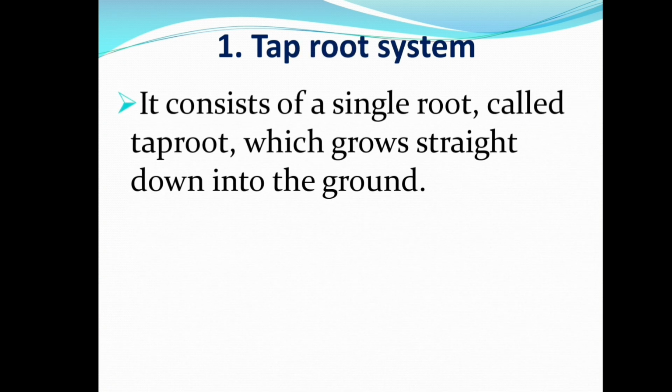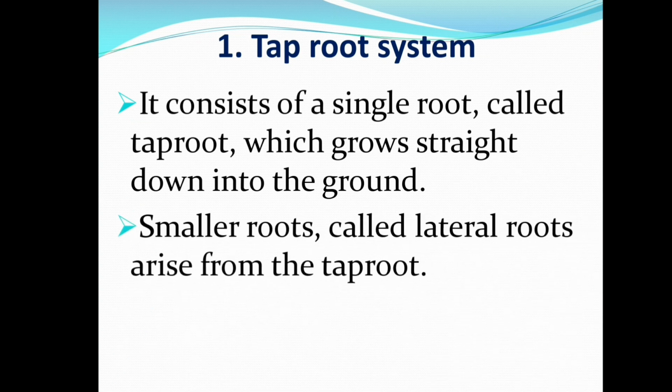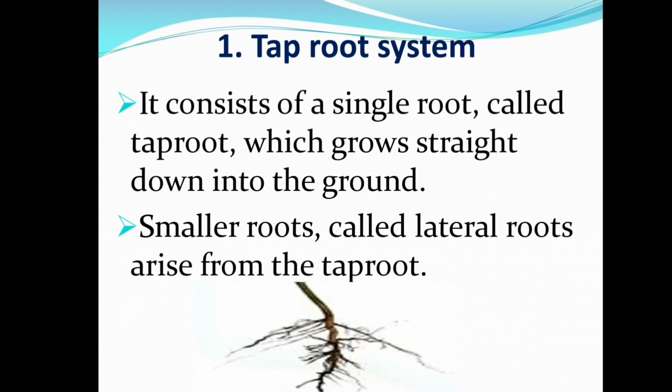Taproot system. It consists of a single root called taproot, which grows straight down into the ground. Smaller roots called lateral roots arise from the taproot. So you can see here, this is the taproot system. Taproot consists of a single root, only one root, so that is called taproot. It grows straight down into the ground. The smaller roots which appear from the main root are called lateral roots. They arise from the taproot.